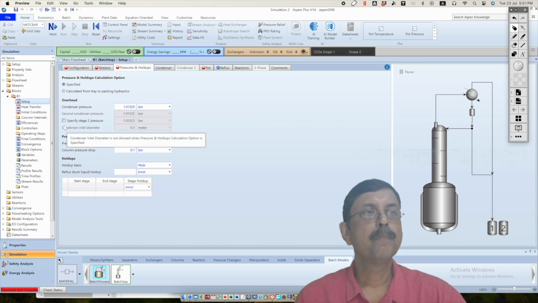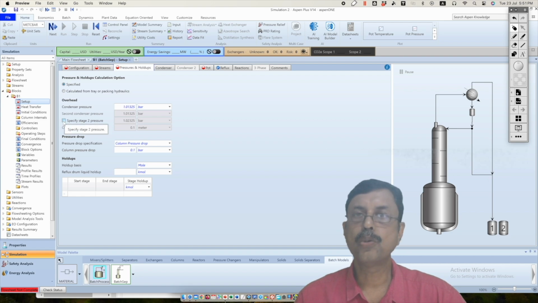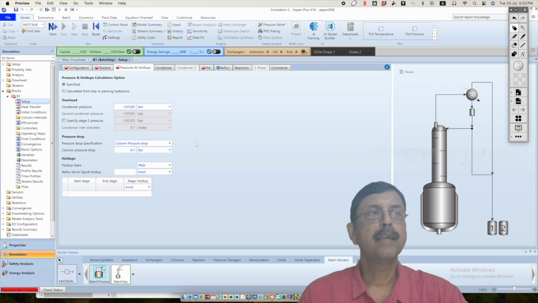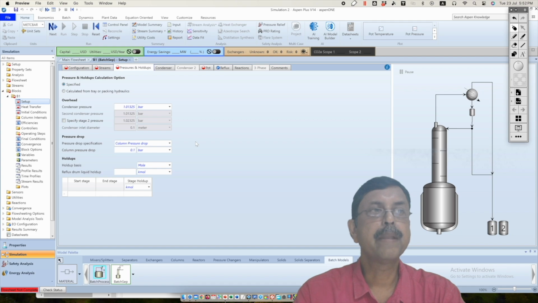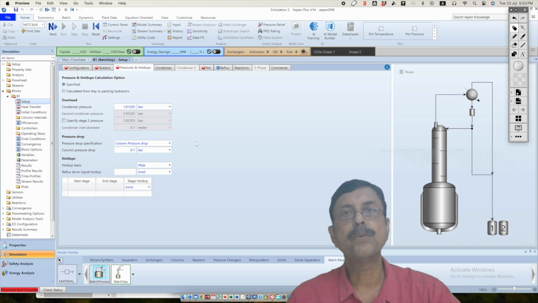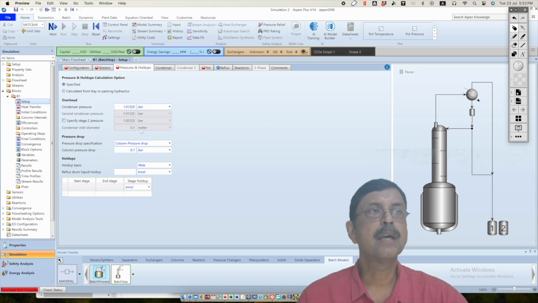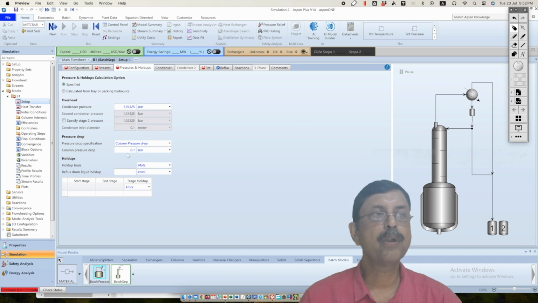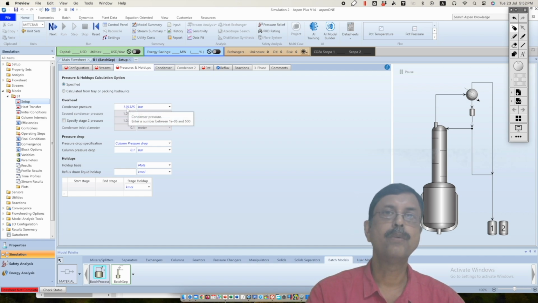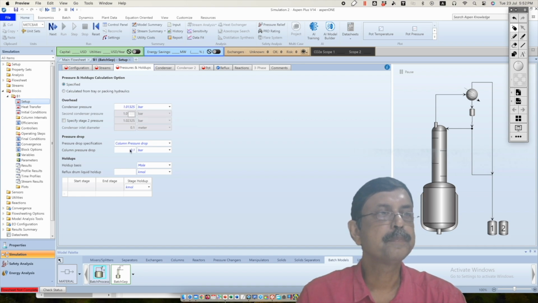And if you want to provide the stage 2 pressure, you have to tick over here. Then you can specify the stage 2 pressure as well. Or you may not opt for this. In that case, the second stage pressure is no longer required for you. The system will calculate based on the condenser pressure that you give. So the pressure drop that you specify. So column pressure drop you have to specify, and the condenser pressure you have to specify. The system will calculate the rest of the things on its own.